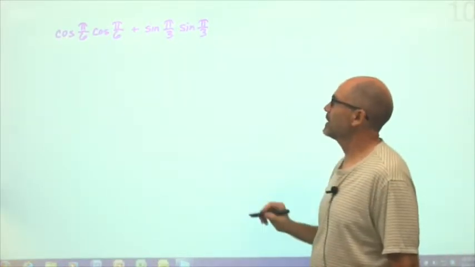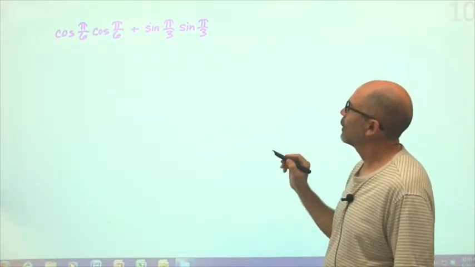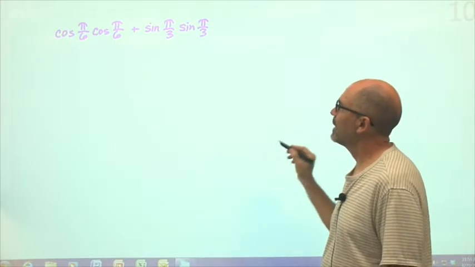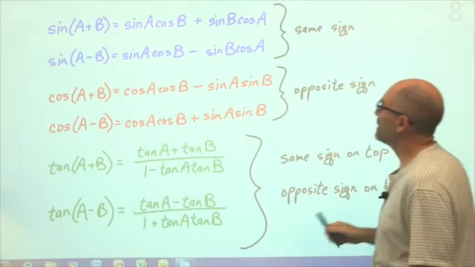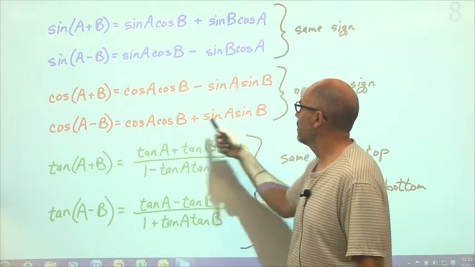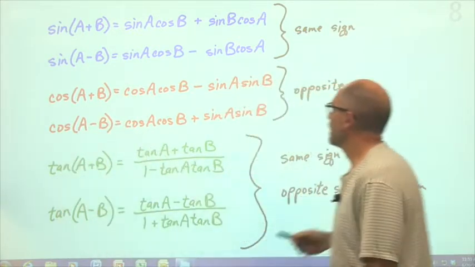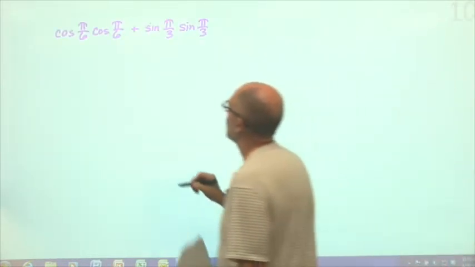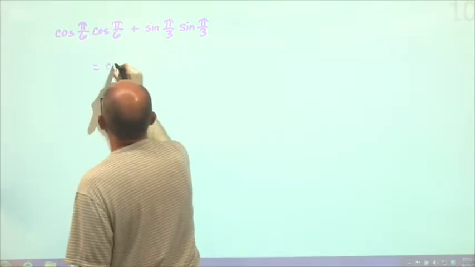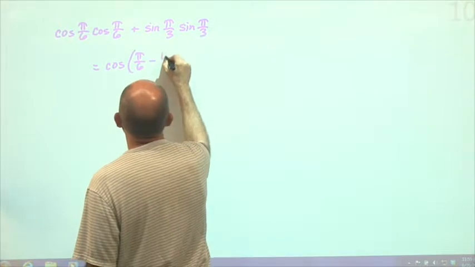We have a similar situation here. Where have we ever seen cosine cosine plus sine sine? That seems like we've seen it somewhere before. Cosine cosine plus sine sine. So notice that's cosine A minus B. All right, so this whole thing then equals cosine of A minus B.